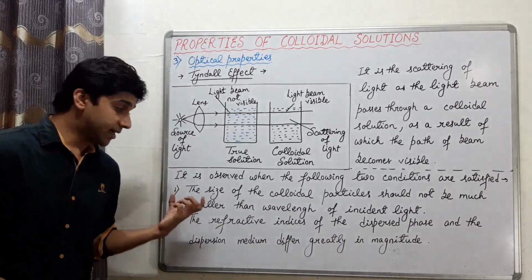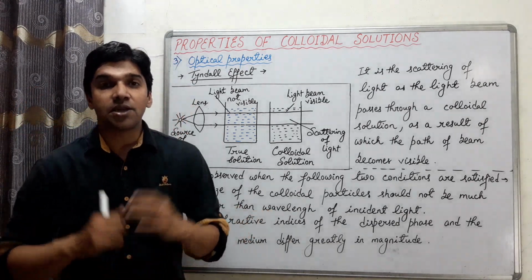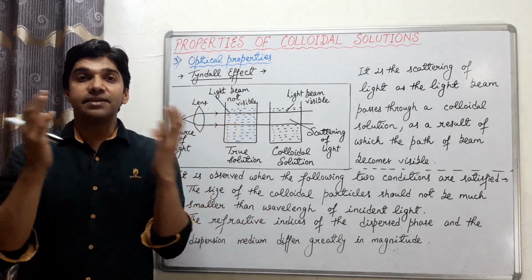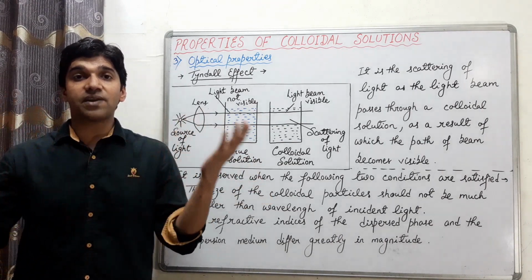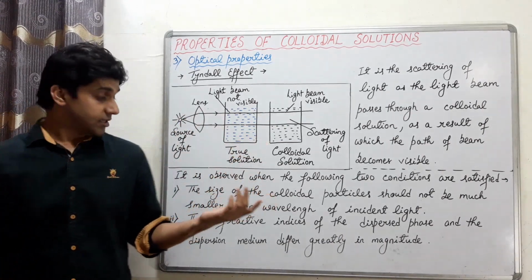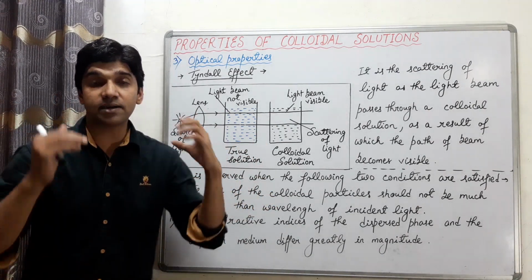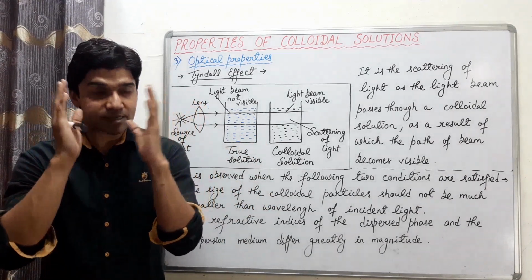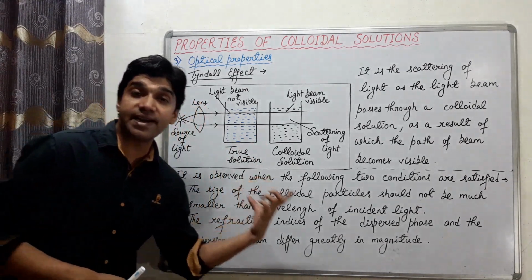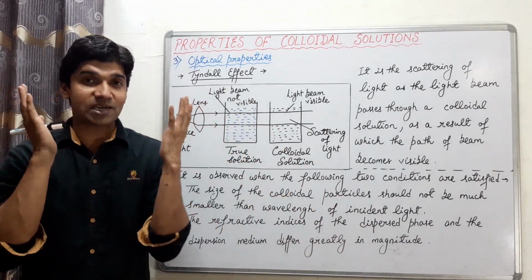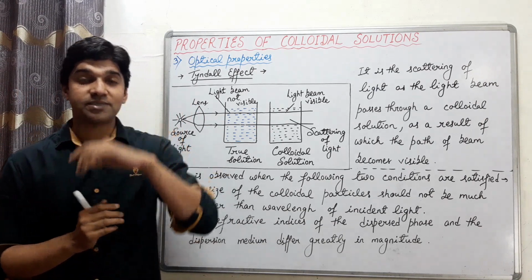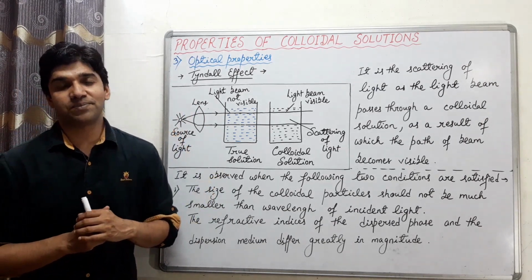Second क्या है? The refractive indices. Now what is refractive index? It is the dimensionless number which helps us to denote the speed of light in different media. So the refractive indices of the dispersed phase and the dispersion medium differ greatly in magnitude. There is a wide difference between the refractive index of the dispersed phase and the dispersion medium.